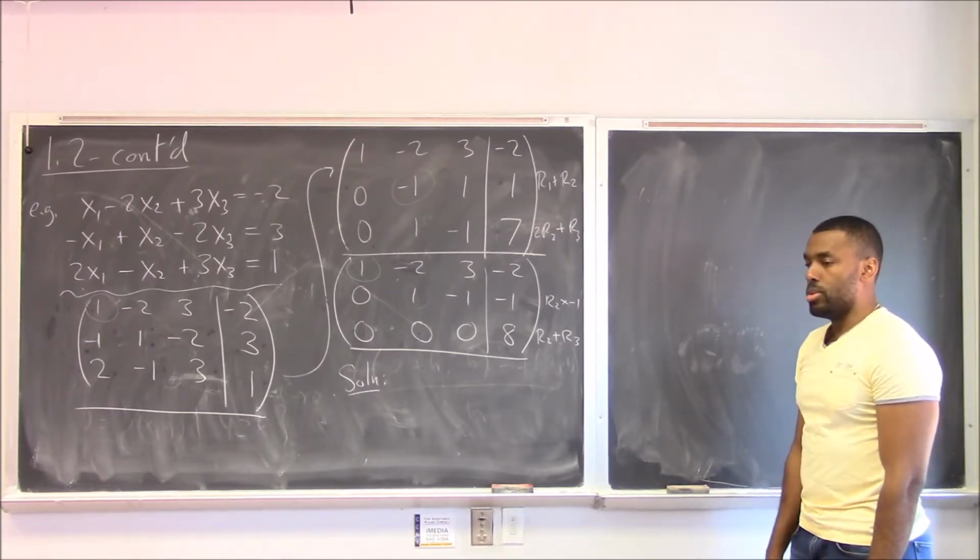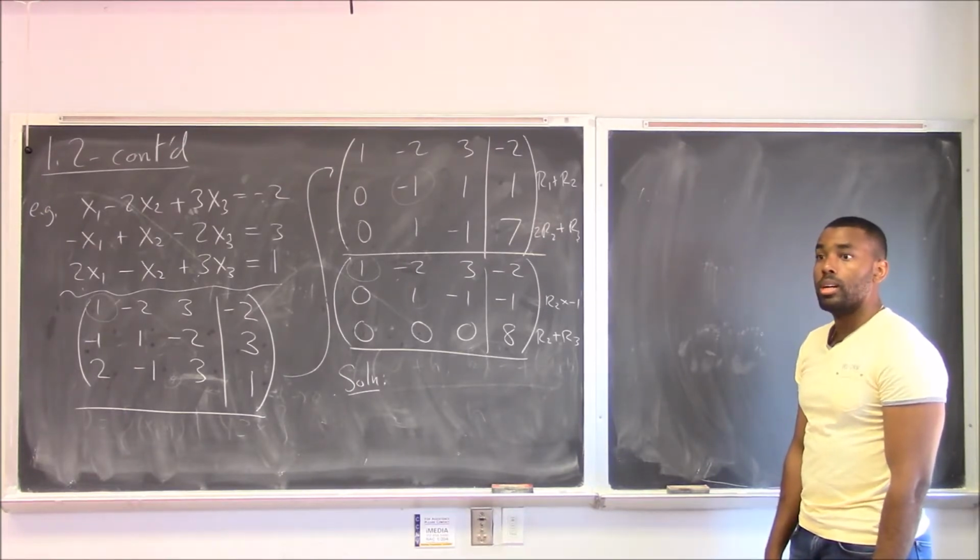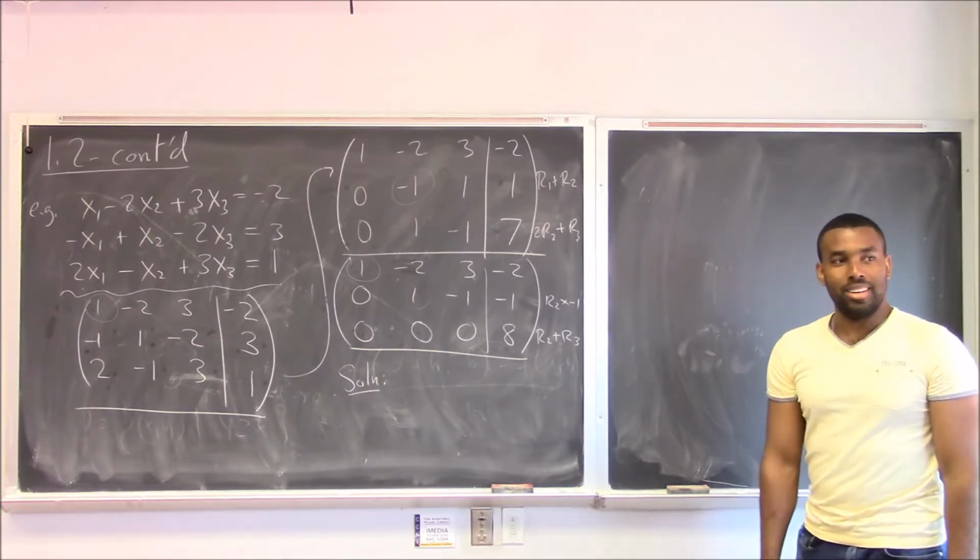What was the idea that we used to find the solution? How did we go about it? Yeah? Is this for the third row? Doesn't it say 0 equals 8? That does say 0 equals 8, right?